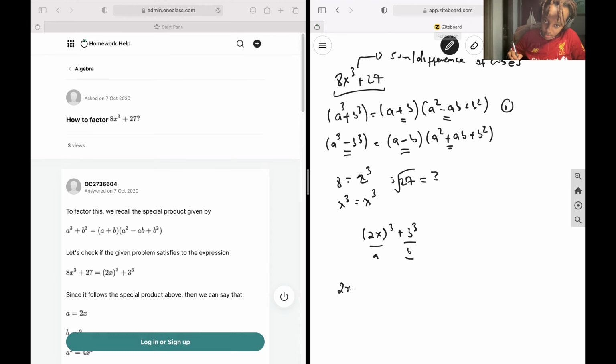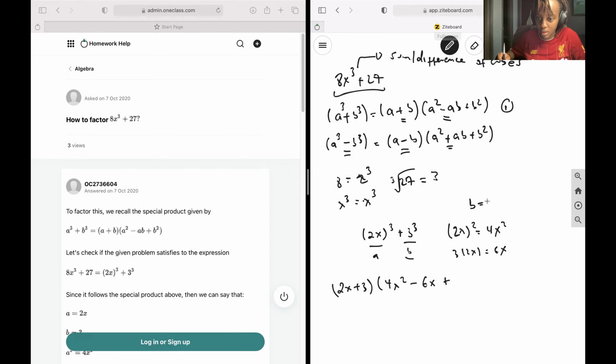So it becomes 2x plus 3 times 2x squared, and that would be equal to 4x squared. So 4x squared minus 3 into 2x, which is equal to 6x. So 6x plus b squared. B is equal to 3, so b squared is equal to 9. And this is our final form for a factored version of 8x cubed plus 27.